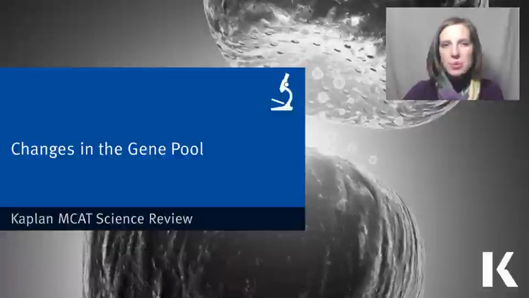What is the gene pool and how is there so much diversity in it? How do mutations occur and what can they lead to? Well, the gene pool is all of the alleles that exist within a species, but how can these alleles change?